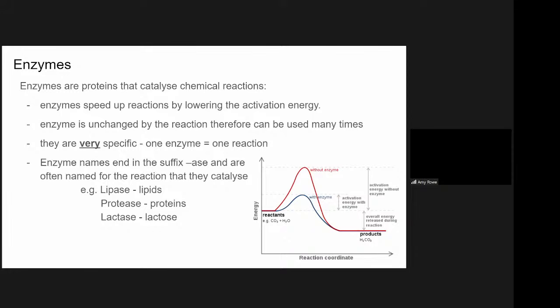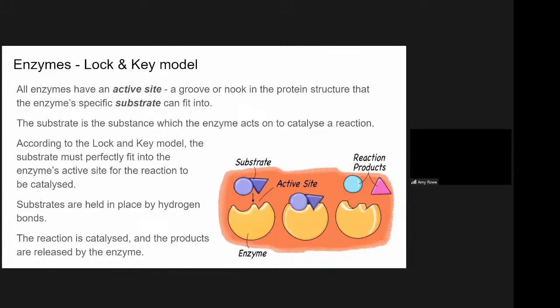And if you're not sure if you're dealing with an enzyme, you can usually tell by looking at the name of the enzyme. They often end in the letters ASE or "ase". And often they're named for the type of reaction that they catalyze. So, for example, lipase catalyzes reactions with lipids, which are types of fats. Protease catalyzes reactions with proteins, and lactase catalyzes reactions with lactose. So the "ase" part is a bit of a hint or a tip that you're dealing with an enzyme.